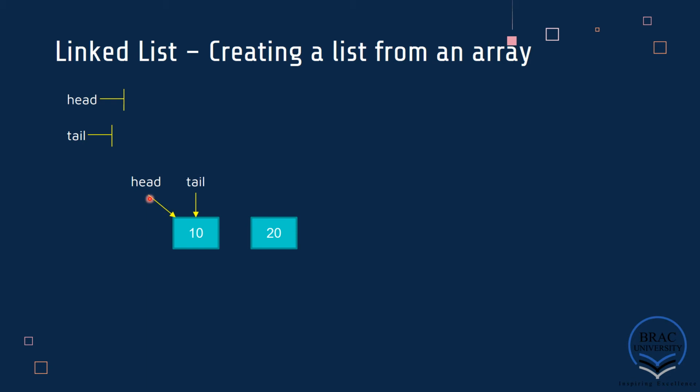If I change it, my whole list is gone. I cannot go back as I will lose the reference. So I'm using this tail for iteration purposes. What I am going to do is connect 10 with 20. I can do it like head.next equals new node 20, or I can simply do tail.next equals new node. Why can I not do head.next equals new node?